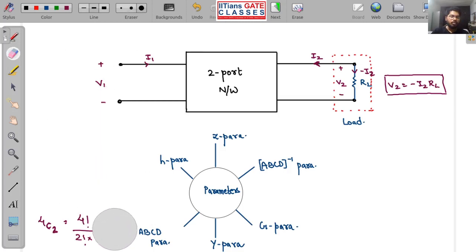Now all those parameters are the Z parameter, Y parameter, H parameter, G parameter, ABCD or transmission parameter, and inverse ABCD parameter or inverse transmission parameter. So one by one we are going to see briefly about all these parameters.